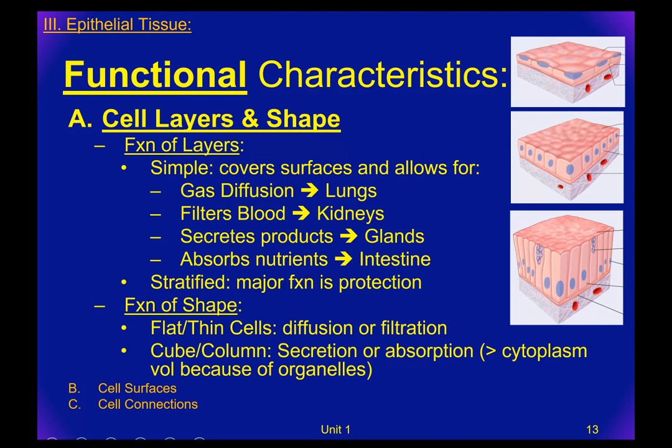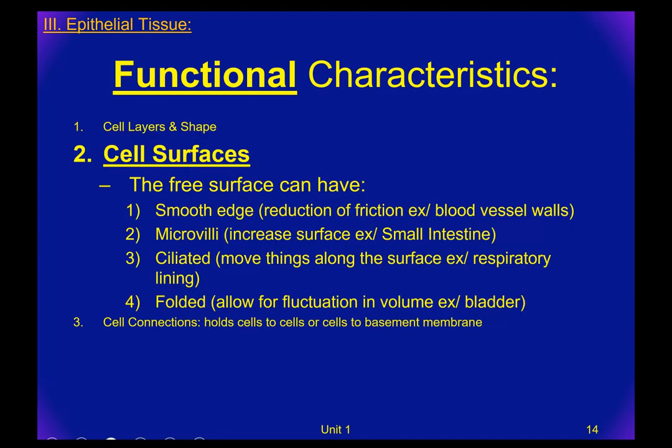Okay, let's talk about surfaces. The free surface can either have a smooth edge, can be smooth like glass. In this case, we're talking about reducing friction. Your blood vessels, we want those to be smooth like glass so that your blood flows through them without any issue. We know what happens when you don't have that. You get blockages and you get plaques and you get all kinds of issues.